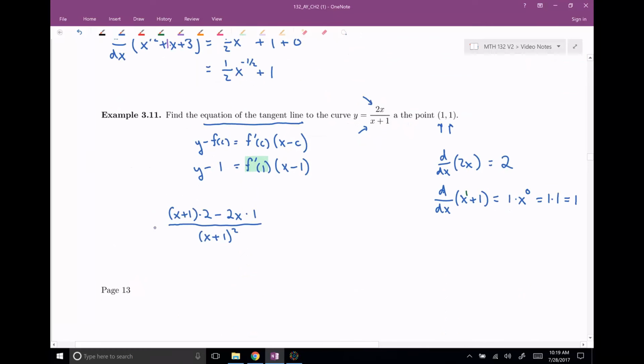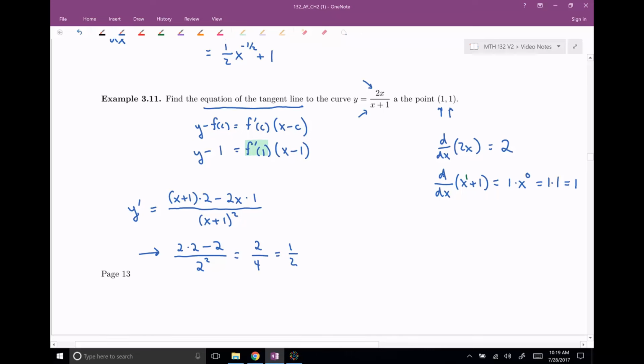So that is the derivative function. We want the derivative evaluated at a very specific point, at the point x equals 1. So I'm going to go ahead and plug in 1 now. And so when I plug in 1, I'm going to have 2 times 2 minus 2 times 1, really, all divided by 2 squared. Let's go ahead and evaluate this. So I'm going to have 4 minus 2 will be 2 on top. 2 squared will be 4. So this is going to give me the value 1/2.